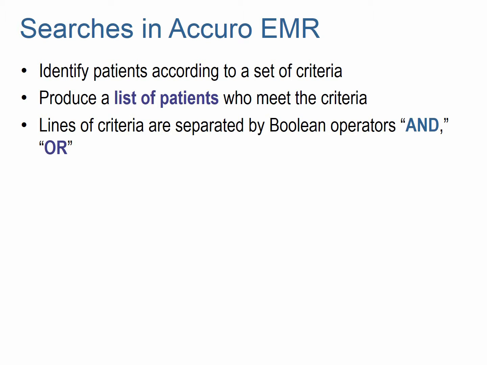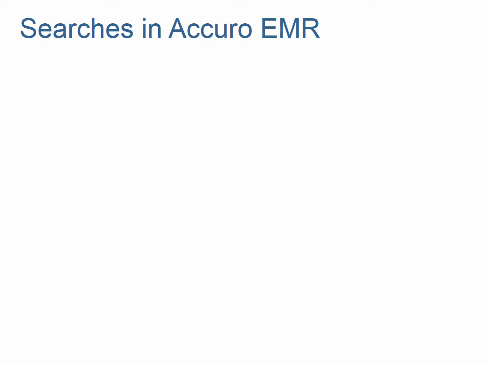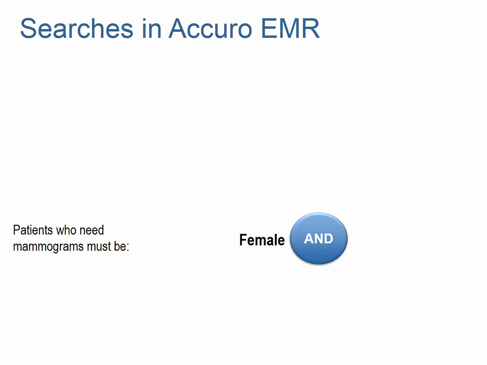To create a search, you separate each line of criteria with the Boolean operators and, or. You'll use and when two lines of criteria must both be true. So, for example, if you are looking for patients who need a mammogram, you need to look for patients who are both female and are under the age of 75.